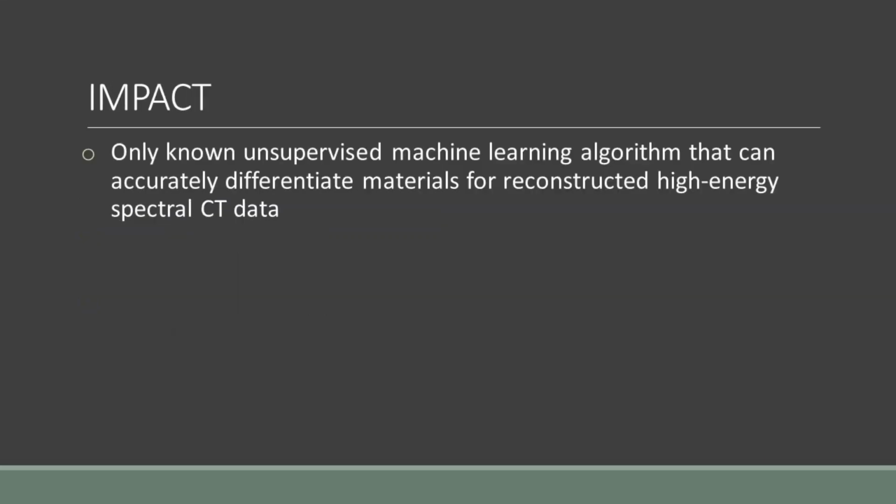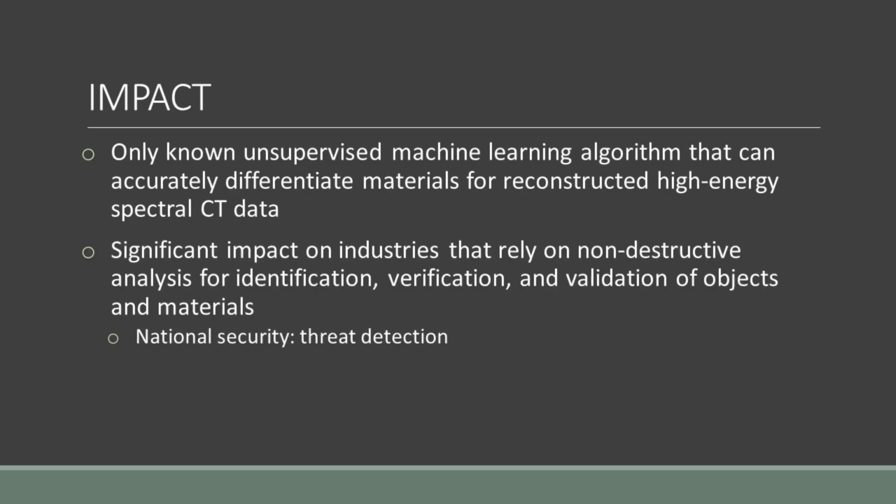So in conclusion, this project has the potential to have significant impact in the field of CT. First, as of now, this pre-processing and iterative hierarchical clustering algorithm is the first and only known unsupervised machine learning algorithm that can accurately differentiate between materials given spectral CT data. While there are existing supervised learning approaches, having an unsupervised method is important because analysis of objects can still be performed without the need of carefully labeled training data. These results can have a major impact on fields that leverage non-destructive analysis of materials. Many threat detection techniques in areas like airport and border security, for example, rely on CT. The application of my algorithm to spectral CT data could make the threat detection process more reliable and robust.